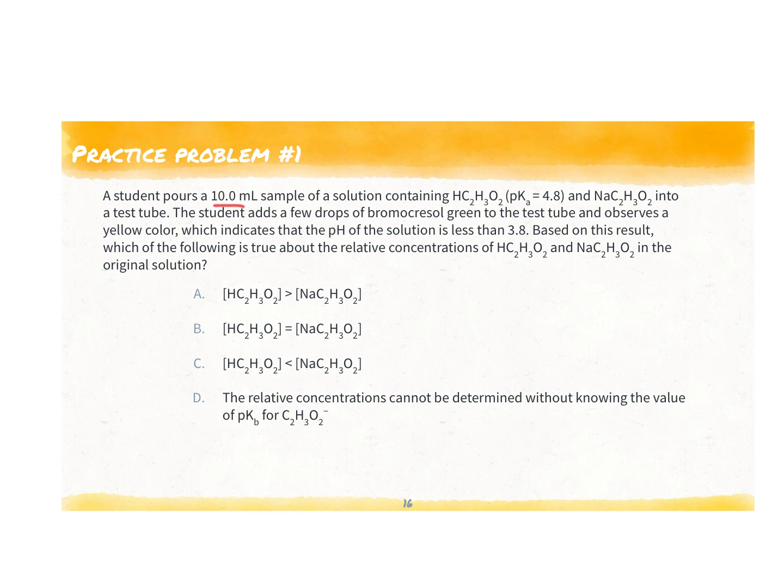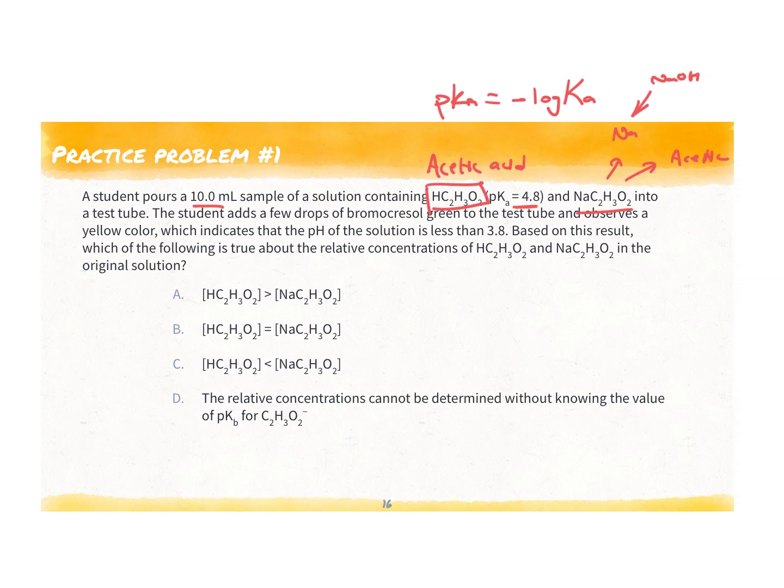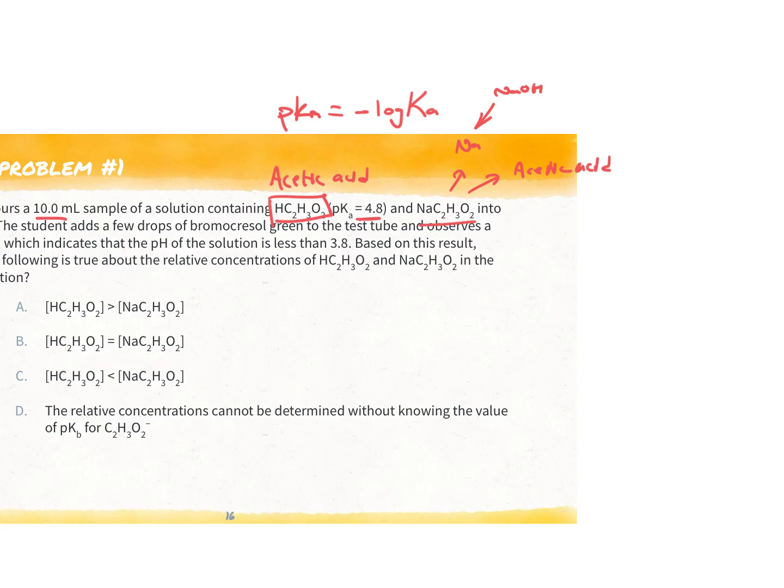It says a student pours a 10 milliliter sample of a solution containing HC2H3O2, also known as acetic acid, which is a weak acid, has pKa of 4.8. And as a reminder too, pKa just equals minus log Ka. If you're ever given a pKa or Ka, it's usually weak, or at least in this class, it'll always be weak, with NaC2H3O2. Now, as a reminder, this Na we get from NaOH, and this we get from acetic acid. And so this is the product of a weak acid and a strong base.